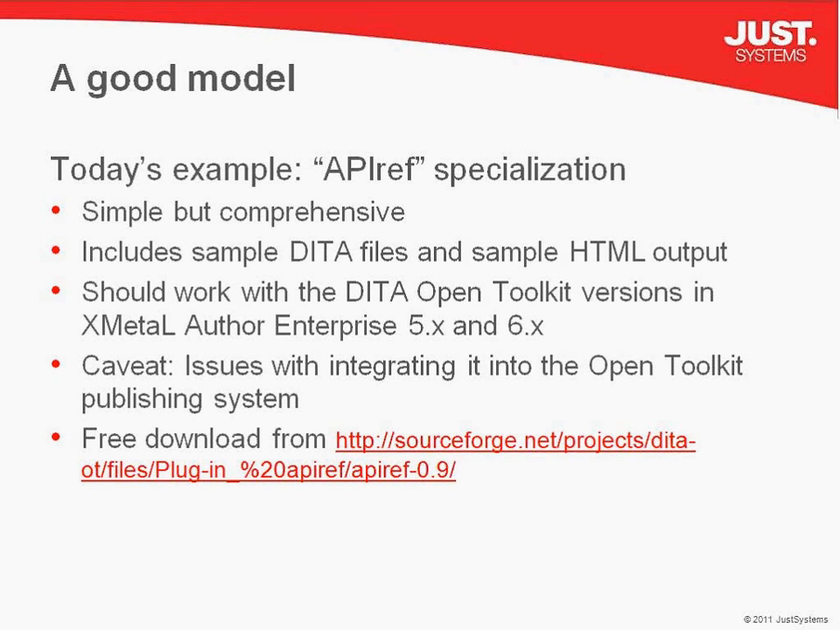The reason that we're using this particular example is just because it's a good model, even if it's not relevant to you. I spent some time looking for a good model. I like this one because it's not a huge, new set of elements, but it's comprehensive enough to get the point across, and it's got sample content in it. So once you're set up, you can actually open some of the files that are in this specialization. And it's also got sample output, which is really useful. So even if you don't want to take the time to get the publishing system set up, you can still look at what the output is going to look like.